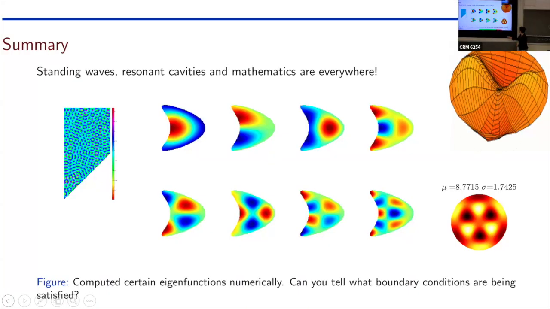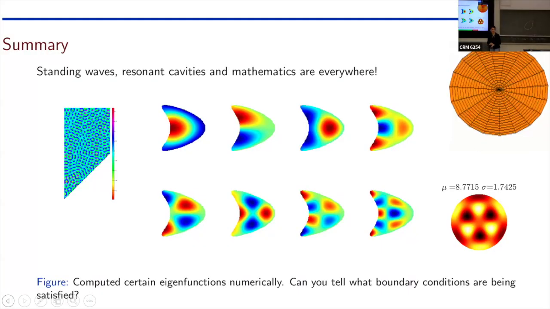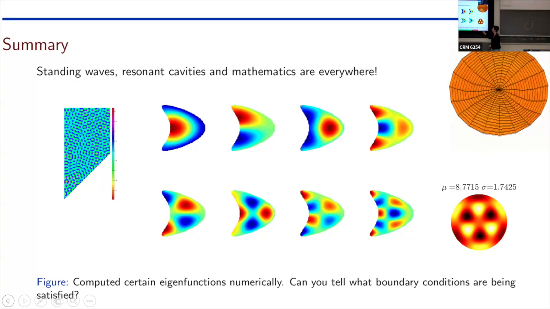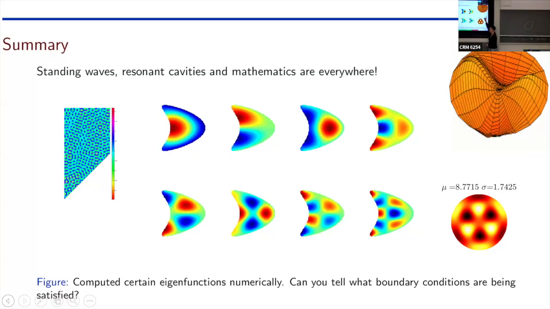And what about this one? Does this look like it's got a changing boundary condition? Loser buys me a beer. Okay, you're right, this one doesn't change. That one's clearly clamped, so that's Dirichlet all around. And that one's a little bit harder.